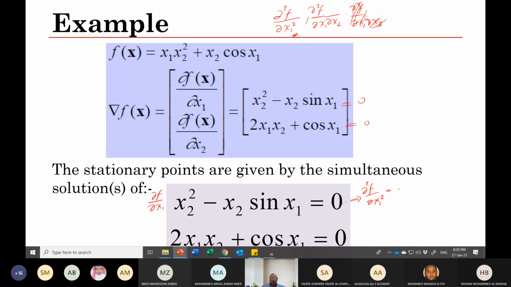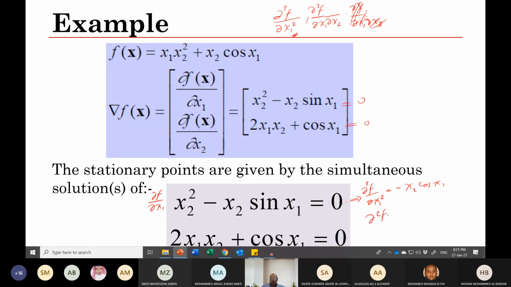So what do you think? What is the solution now? Here, minus x2 sine x1. And we take the derivative with respect to x1 again. So this will diminish. And you have here sine x1 will be cosine x1. So minus x2 cosine x1.